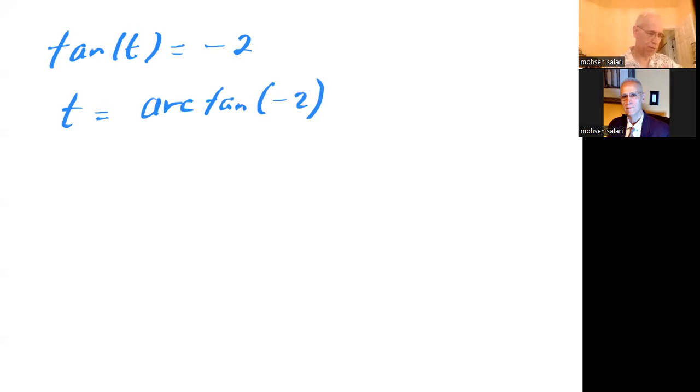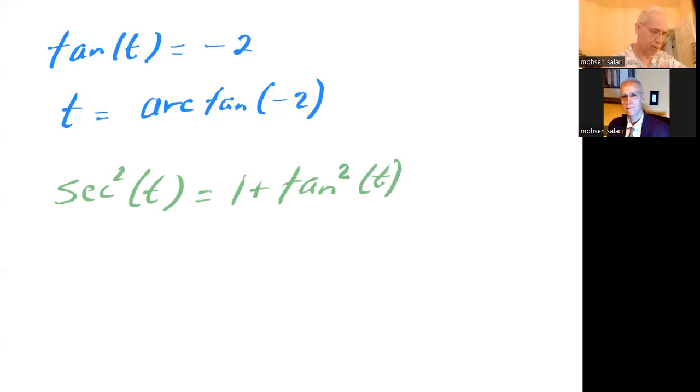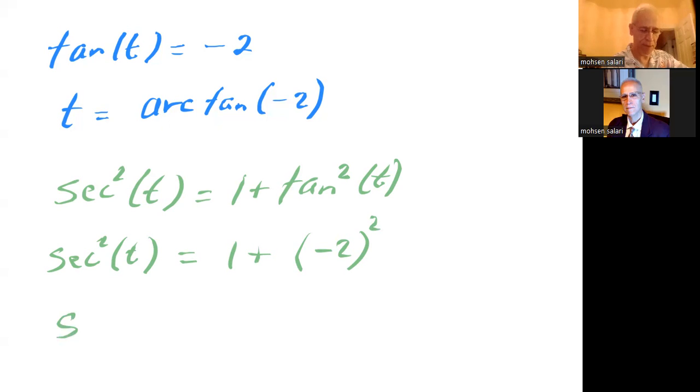What is it that I know here? I'm going to go ahead and use that secant squared of t equals 1 plus tangent squared of t. And so secant squared of t equals 1 plus (-2) to the second power. So this gives me secant squared of t is going to give me a 5, and secant of t equals plus and minus square root of 5.